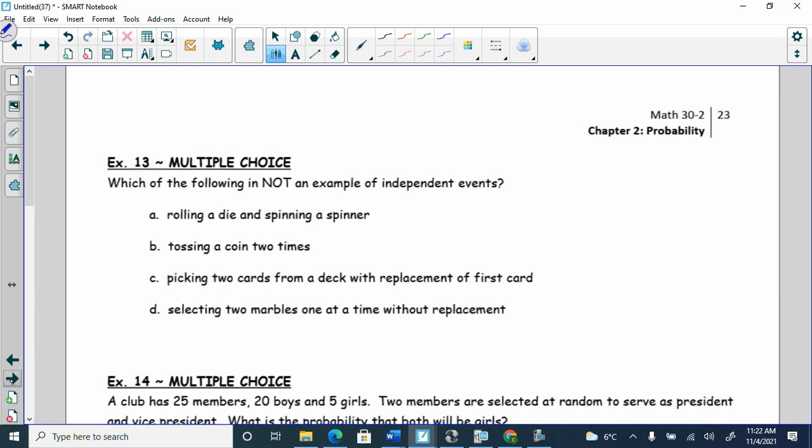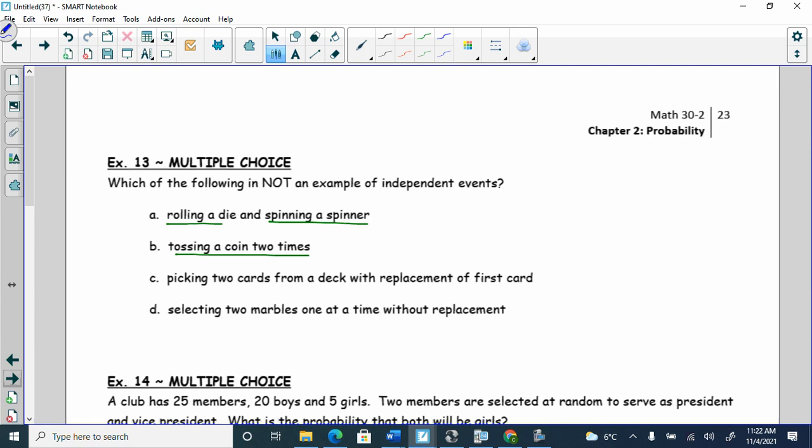Okay? So rolling a die and spinning a spinner. Does rolling the die affect how the spinner is spun? No. So that one's independent, so we're not going to circle it. Tossing a coin 2 times. So I flip a coin, I get a head. Let's pretend. Then I flip a coin again. Does it affect me that I flipped it? No, because I can't take a piece off that.